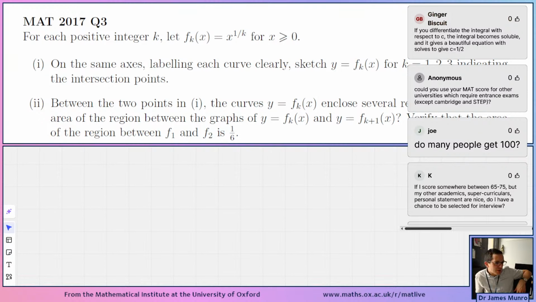Could you use your MAT score for other universities? No, sorry. Just for Oxford. Sorry about that. Okay. Right, thanks chat.